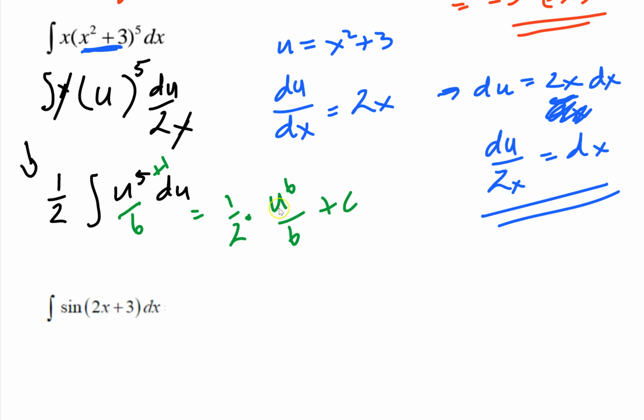You can do a couple things. You can make it a little simpler. Also, don't forget to plug your u back in. Don't leave your answer with a u in it. It's a rookie mistake, right? So let's plug your stuff back in. (x squared plus 3) to the 5th over 12 plus c.